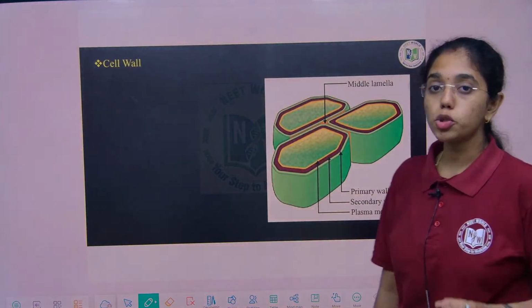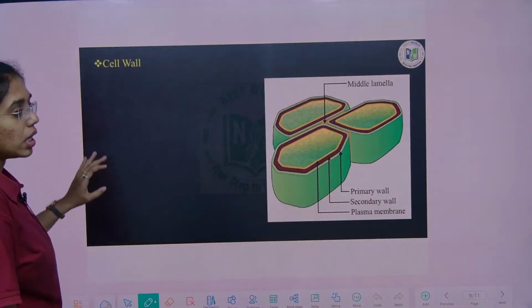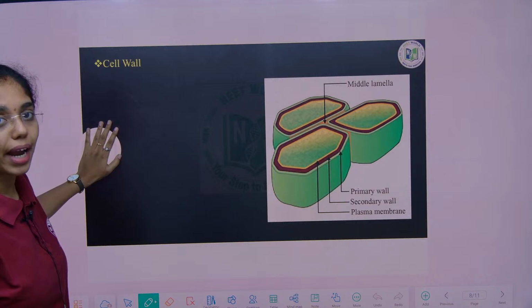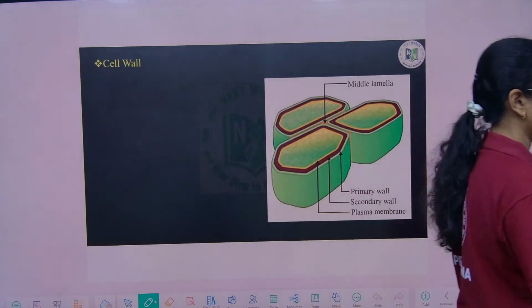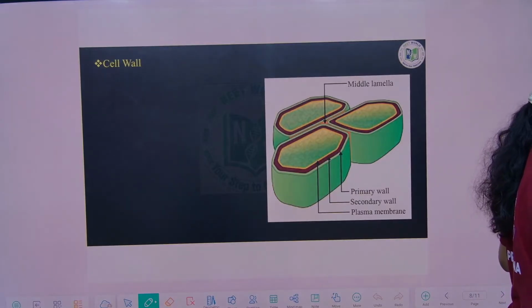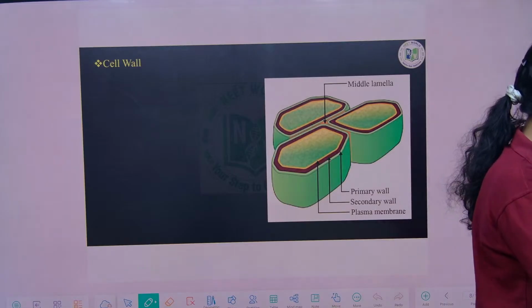Now, when it comes to the plant cell wall, how is the cell wall formed at the beginning? Just now we have seen about cytokinesis of the plant cell, cytokinesis via cell plate formation.